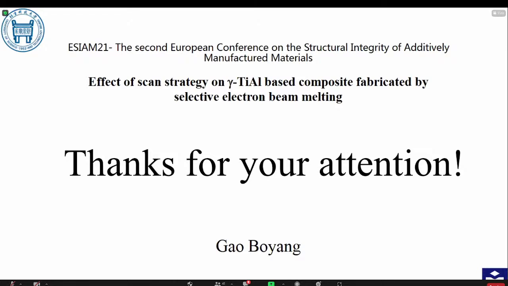Yeah, thanks a lot for this interesting presentation about the very challenging material. There hasn't been too much work on these titanium aluminides in additive manufacturing. So I think this is really an interesting insight and a well done research project.